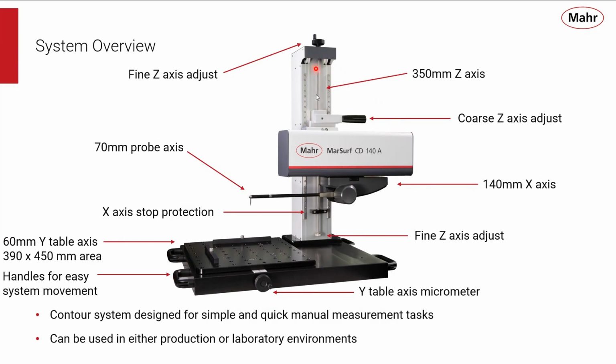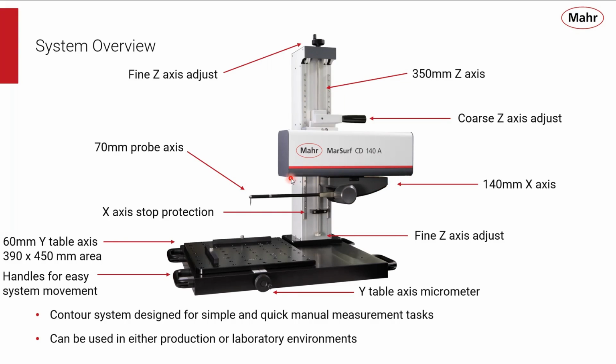It has a 350 millimeter manual Z-axis, which you can use a handle here for the coarse adjustments. And you have a Z-axis fine adjust at the top of your column and another one at the bottom of your column. There is also a stop protection right here on the Z-axis so that when you're moving your entire carriage up and down, you don't slam the drive unit into the table plate.